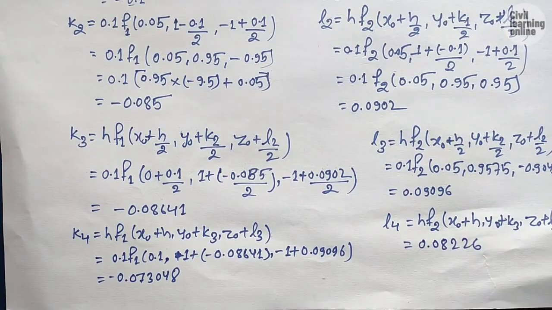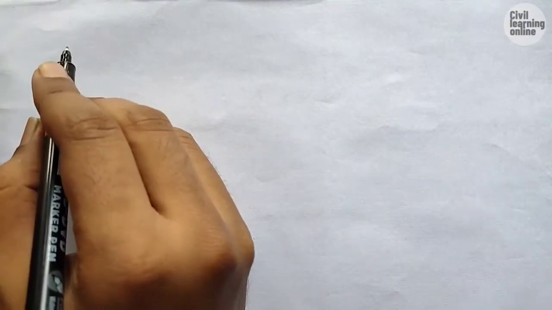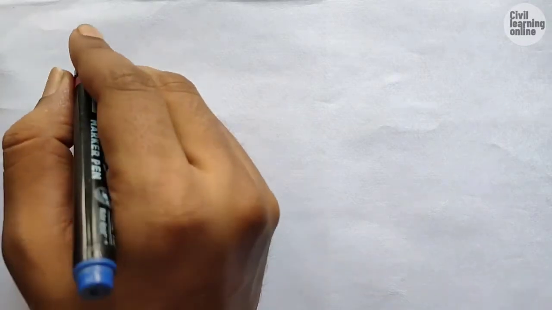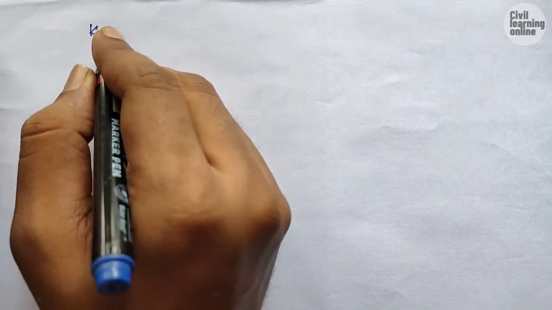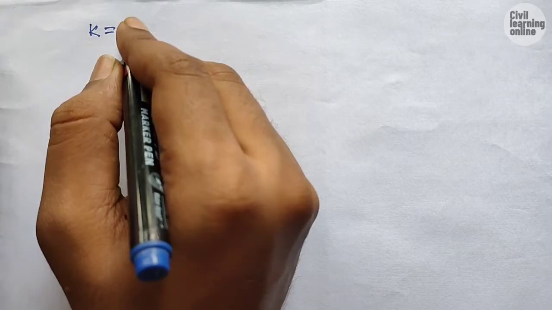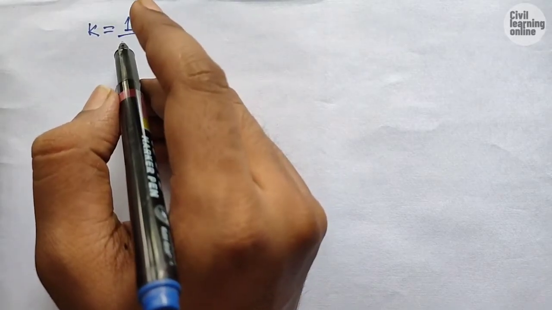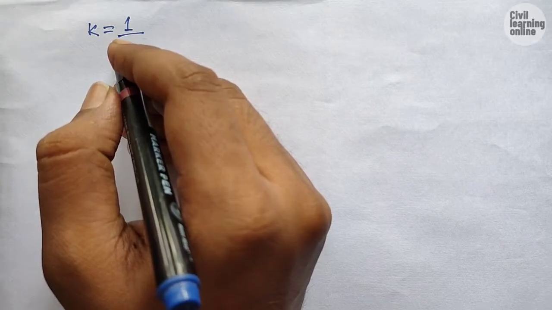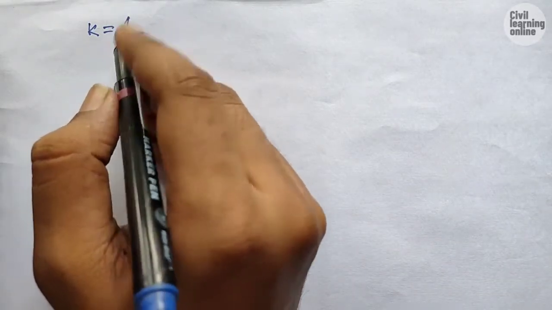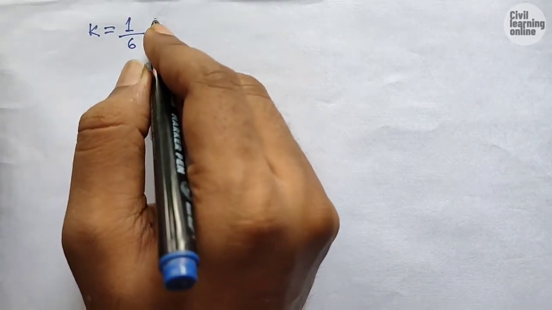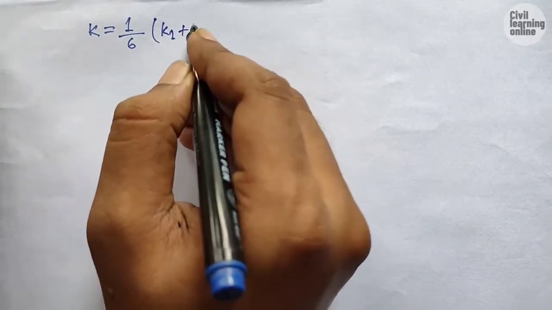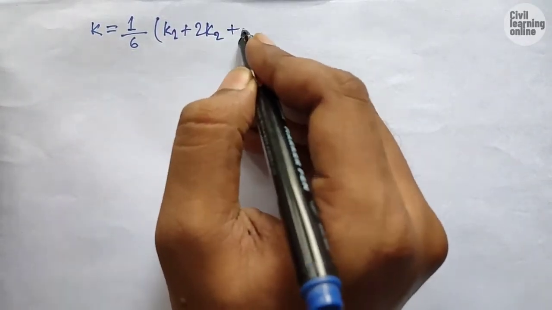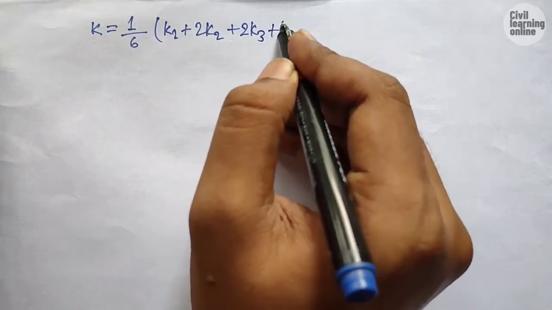So guys, now we are toward the end of the solution of this numerical. What we need to do now is calculate the final value of k, after calculating the values of k1, k2, k3, k4, similar to the process we followed in the solution of the Runge-Kutta fourth order method. And the formula is 1/6 times (k1 + 2k2 + 2k3 + k4).